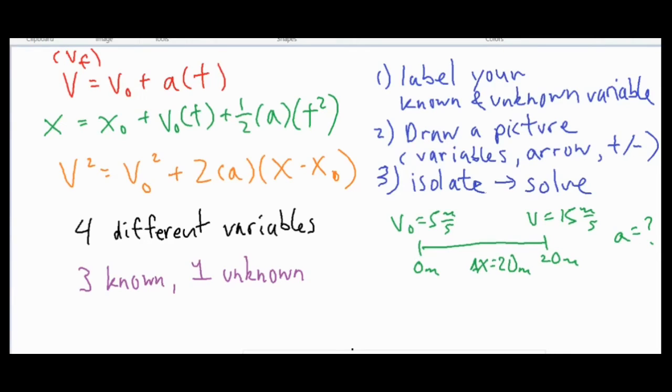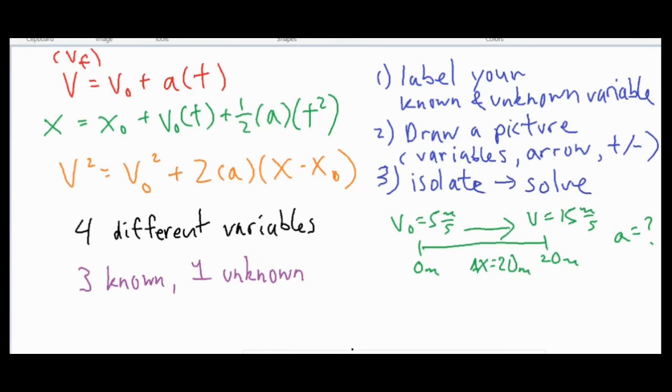Okay, turns out in this scenario, I don't need any positives or negatives. Possibly if this started up high and then went down low, I might have something like a negative displacement. So I drew my picture, I added in the variables. I can put some arrows here. There's not too much going on directionally, but adding some arrows never hurts. And then I see if I need to add any positives or negatives. Doesn't look like I need to. So then I can isolate and then solve for my variable.